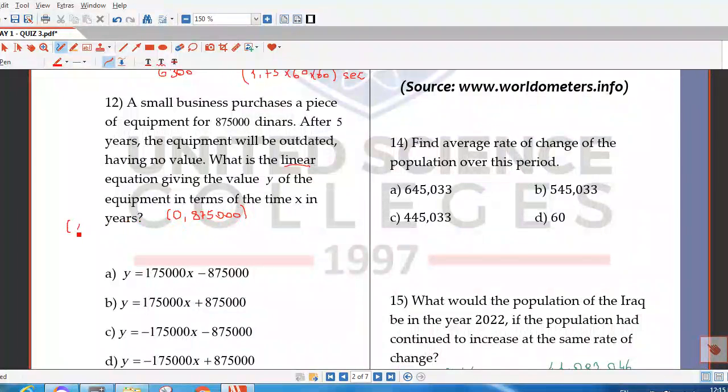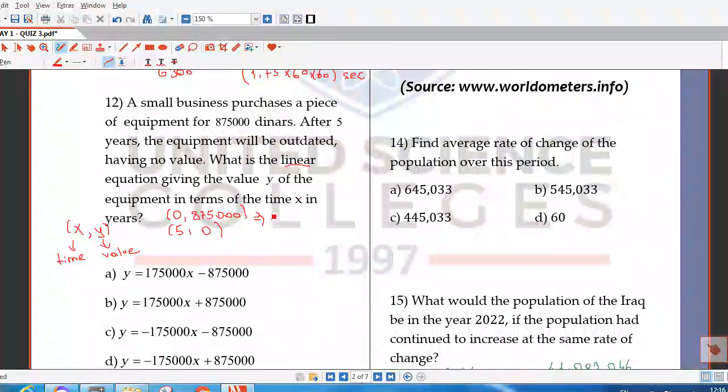So how do I choose my ordered pair? XY. X is used for time, which is mentioned in the problem, and Y shows us the value of the equipment. So no time passed. Instead of time we are writing 0. Value of the equipment is 875,000. After 5 years, it is my second relation, there will be no value, outdated. So these are the points related with my problem.